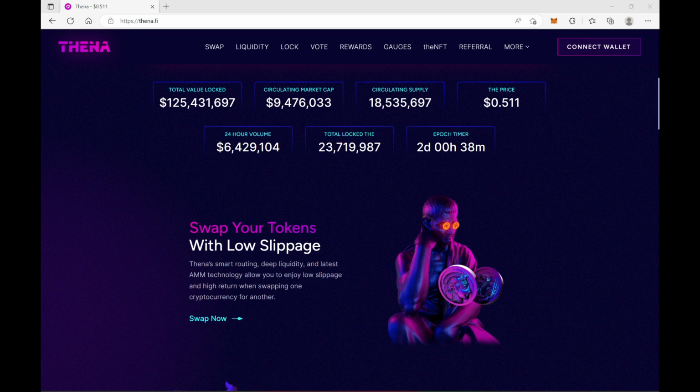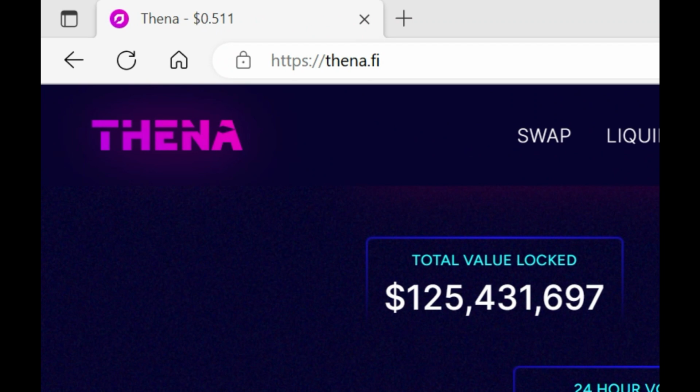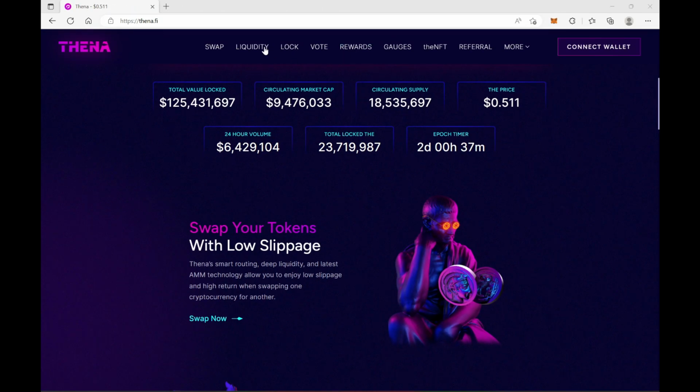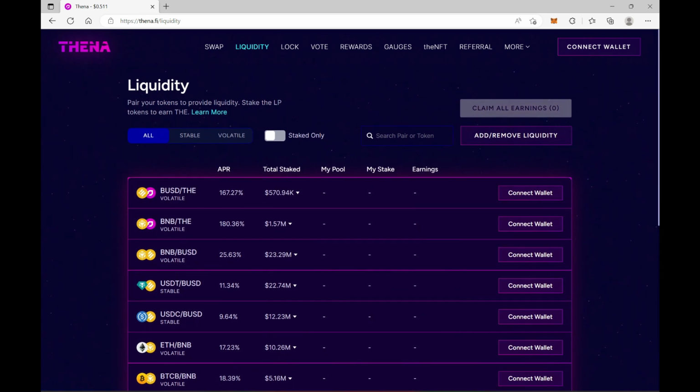I'll start on Thena's homepage, Thena.fi. I will now go to the liquidity page. You can see here that there are several pairs listed. For now, let's just take note of the APR listed here for the BUSD pair. You can see that it is approximately 167%.